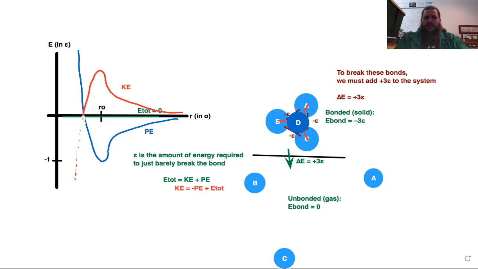Yeah, this tetrahedral pyramid has 6 bonds. So E bond is going to be, each one has negative epsilon worth of energy, so E bond is negative 6 epsilon. In other words, if you wanted to split this up into individual atoms, making it a gas, you'd have to add plus 6 epsilon to make this happen, because you'd be breaking 6 bonds to do it. Any questions on that so far?